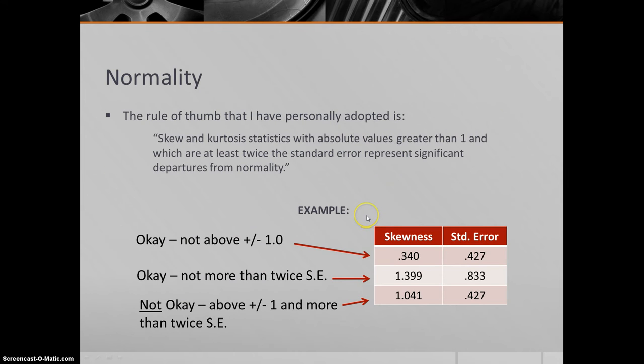So here's some examples of what I would normally do. This one here, the skewness is 0.34, the standard error is 0.427. This is very low. It's not above 1 or below negative 1, so I'm not worried about it. What about this one, 1.399? Well, that is above 1, but it's not more than twice the standard error. It's 0.8. So I'd say, yeah, there's a skew, but it's not a significant skew. I'm not worried about this one either.